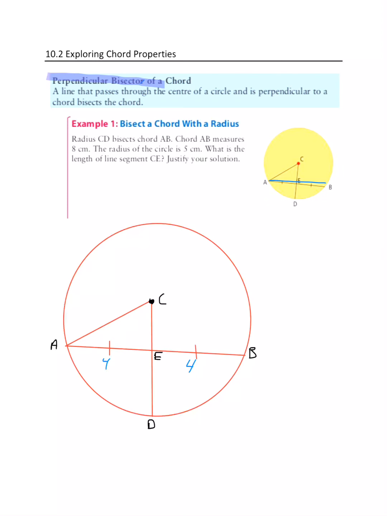The radius of the circle is 5 centimeters. So the radius would be CD, right? This entire radius is 5 centimeters. Okay, so CD is 5 centimeters. The entire thing, though, is 5 centimeters. What is the length of line segment CE?